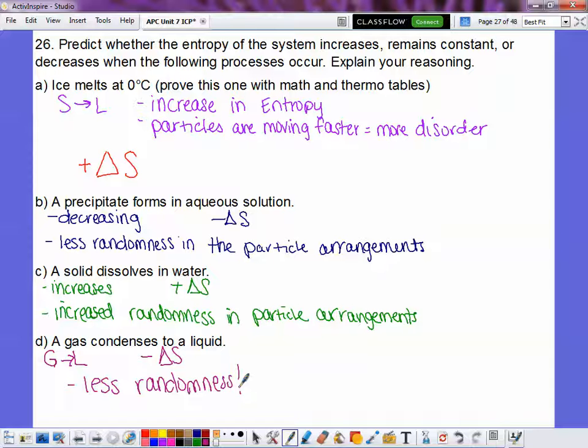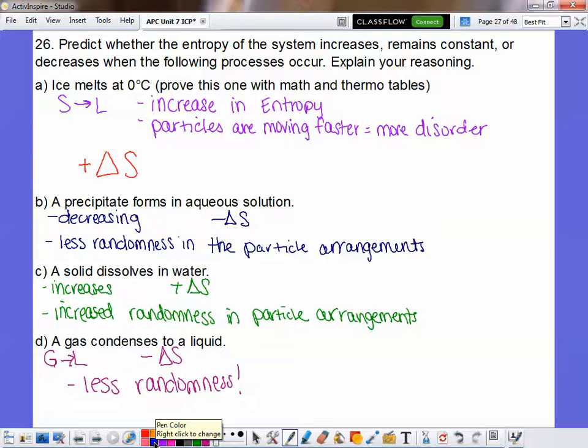Yes, it very well could stay constant. It's rare though. It's rare for a chemical reaction to not have a change in entropy. And that's what we're mainly going to be looking at, chemical reactions. All right, and that's what we're going to see in number 27.